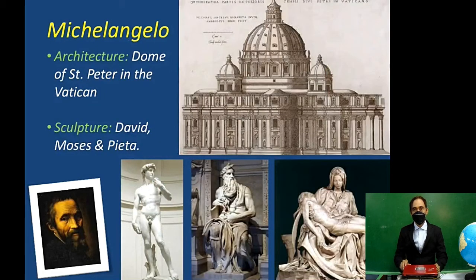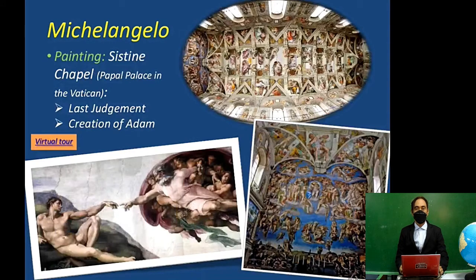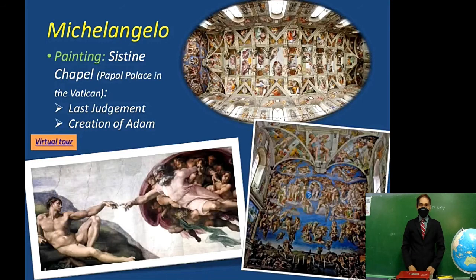Michelangelo, the artist, he painted the interior of the dome of the St. Peter in the Vatican. Also sculpted David, Moses, and Pietà. These are the paintings of Michelangelo that caused him temporary blindness of his eyes.